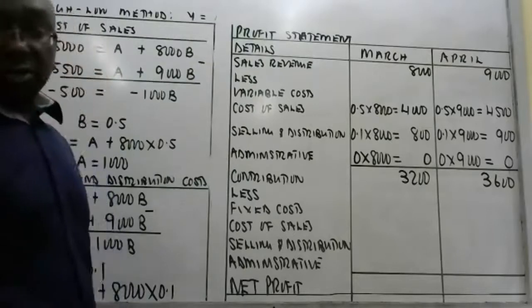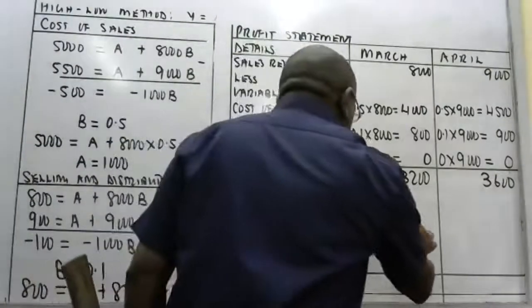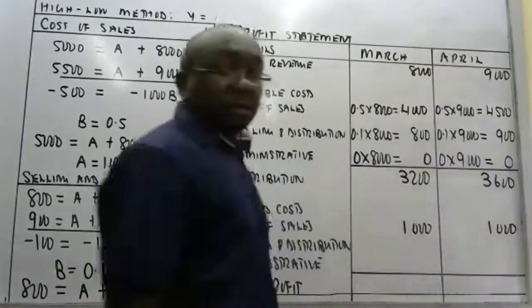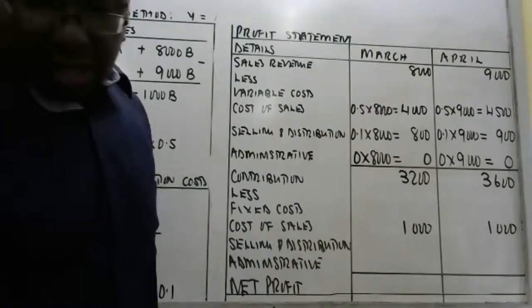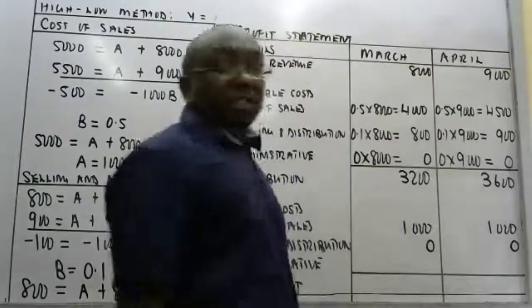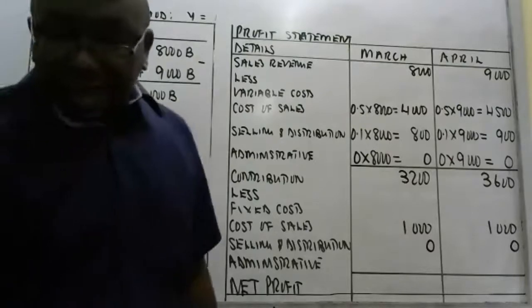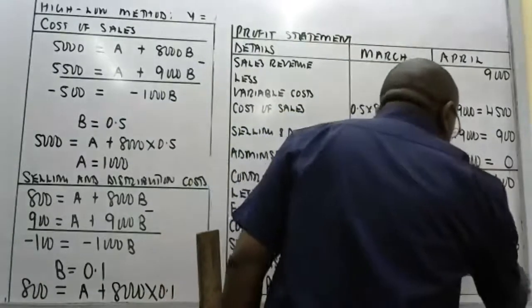We go to the fixed costs. Fixed cost for cost of sales is 1,000. This one is 1,000, so work 1,000 there and 1,000 here. For distribution, A was found to be 0, so there is no fixed cost there. And for the admin, the value of A was found to be 1,500.